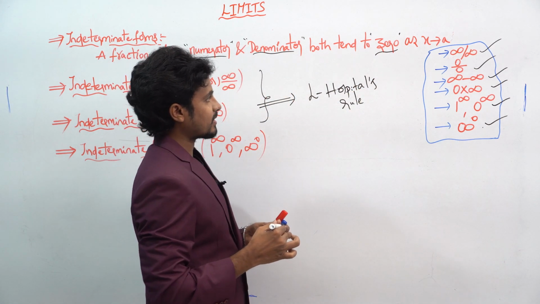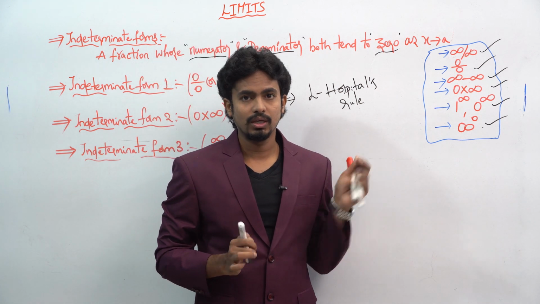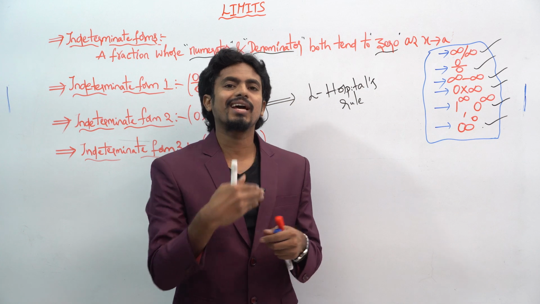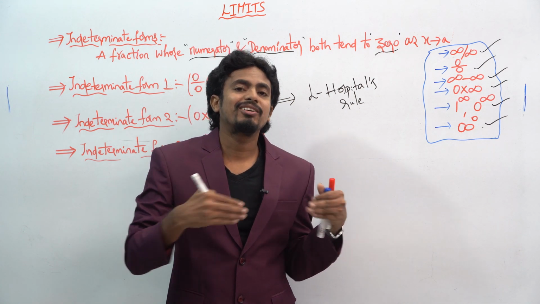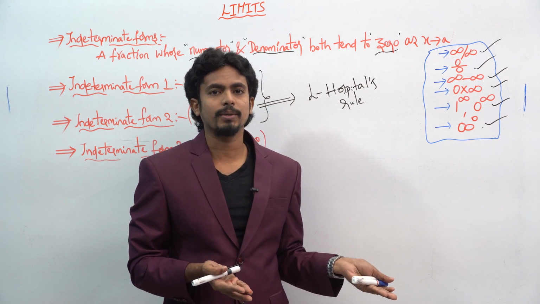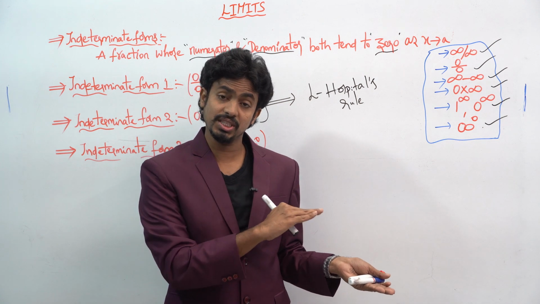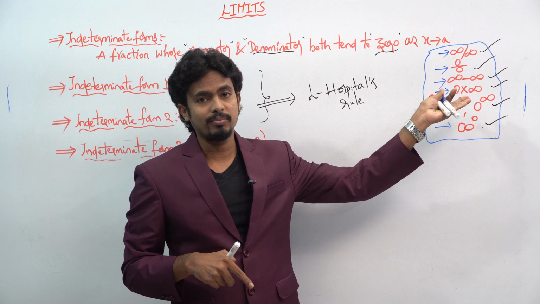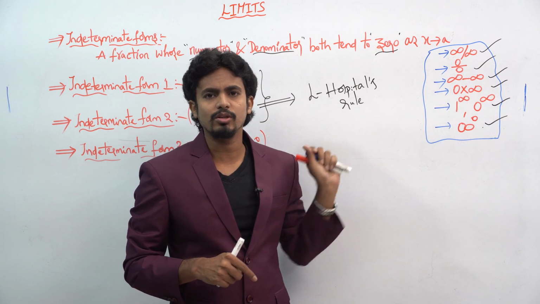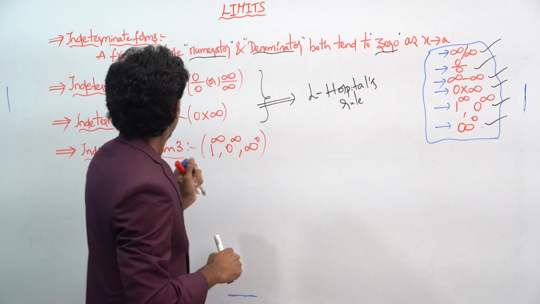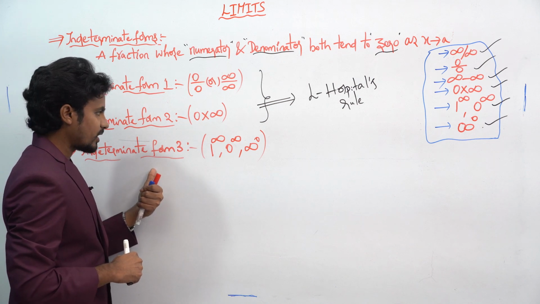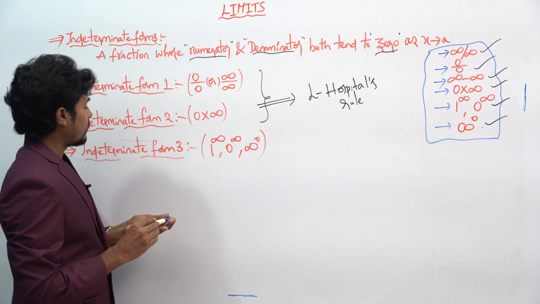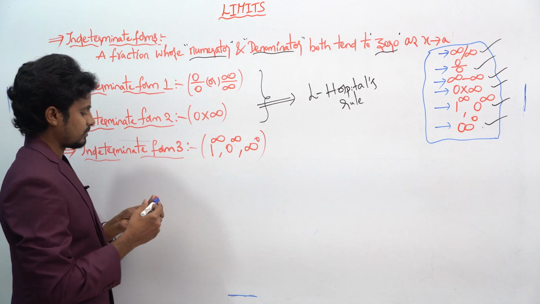There is no rocket science behind L'Hospital's rule. The simple concept behind it is that you just have to apply differentiation. If you apply the differentiation, you can't get the value in the 0 by 0 form or infinite by infinite form. That's the simple concept. Next is indeterminate form 3. First, let's see indeterminate form 1.